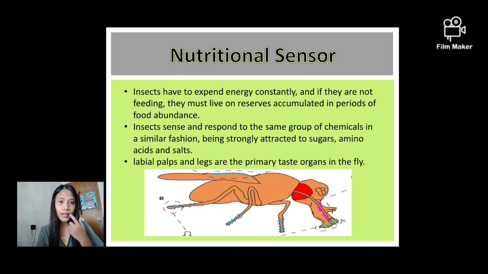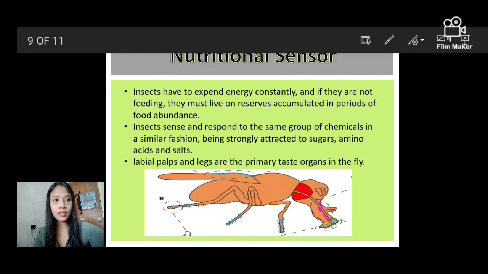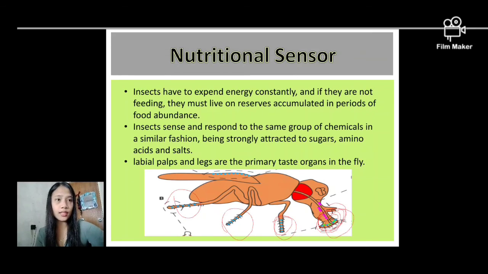Okay, next. Labial palps and legs are the primary taste organs of the fly or the insect. Sa ating mga tao, yung primary taste natin or yung taste buds natin ay nag-uumpisa sa ating tongue. But in insects, ito yung tinatawag na labial palps. And these are the legs. Yan. So, dyan yung primary taste organ nila.